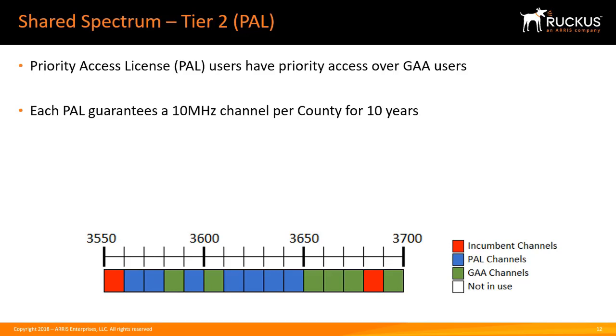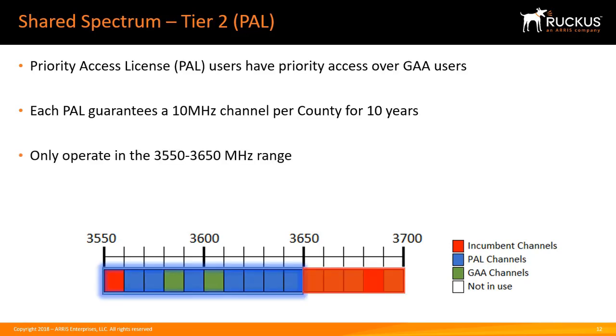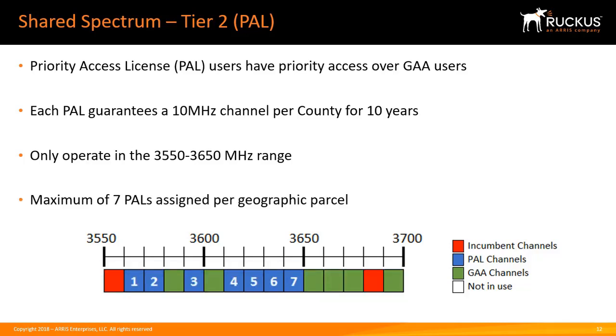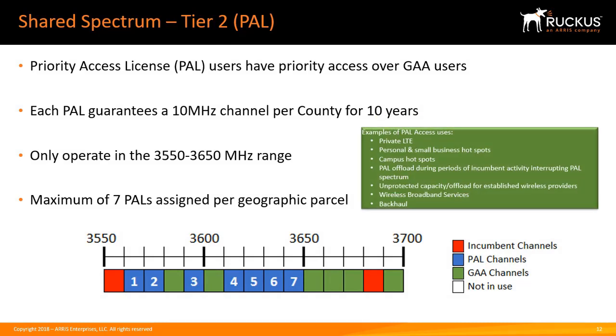The PAL shown in blue can only operate in the 3550 to 3650 MHz range. In this range, we also show incumbent usage, shown in red, on the first channel. Therefore, the 7 priority access licenses, which is the maximum allowed, are assigned other channels in the range. The remaining channels that are not in use by incumbents or PALs are available for general authorized access users, shown in green. Example use cases for priority access licenses include private LTE networks, capacity offload networks for existing wireless service providers, QoS-managed enterprise networks, utility networks, neutral host, wireless broadband service backhaul, and backhaul.